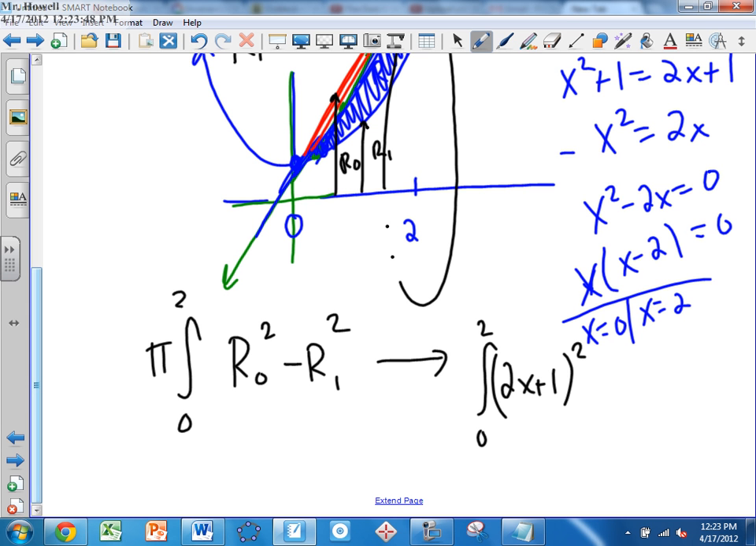I'm dropping stuff left and right. Minus the radius inner, which in this case was x squared plus 1, quantity squared, dx. Again, the radius outer was our line or linear function. The radius inner was our quadratic function. The only tough part here is doing this by hand. But a lot of these problems are given as calculator problems.